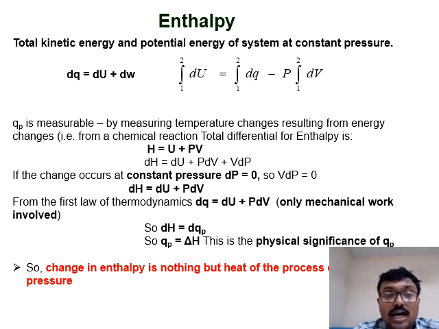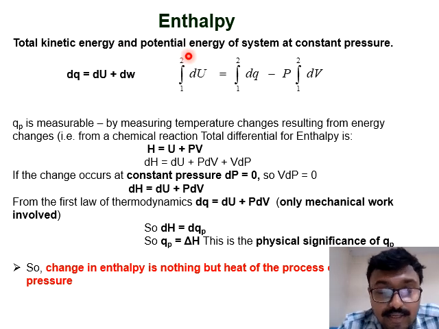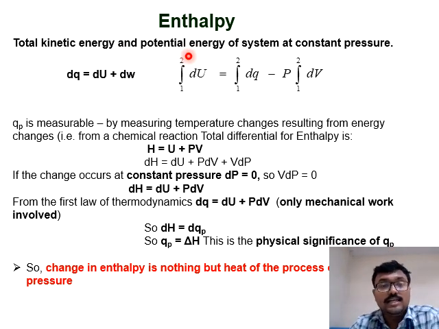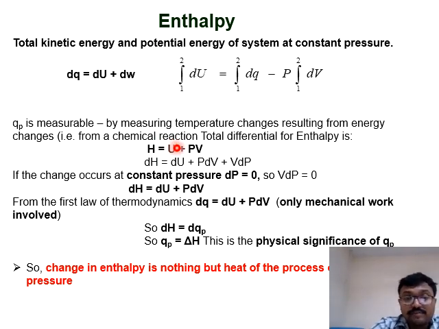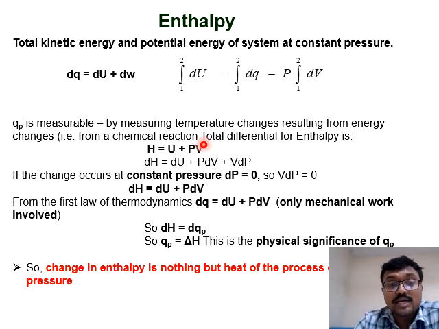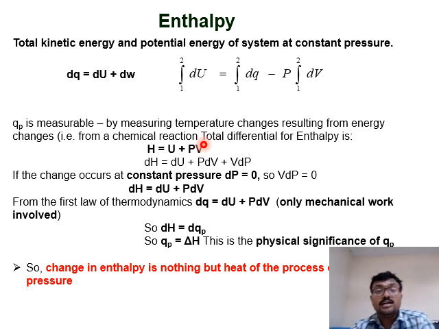Next topic is enthalpy, the total kinetic energy and potential energy of a system at constant pressure. Enthalpy is also one type of energy. If we take the internal energy plus PV amount of work, that is called enthalpy. Enthalpy is the total energy of the system.